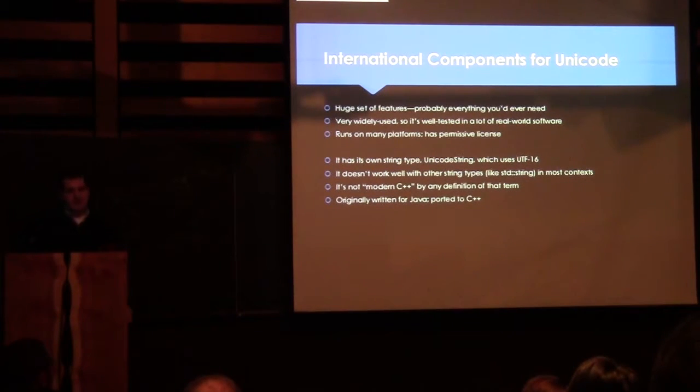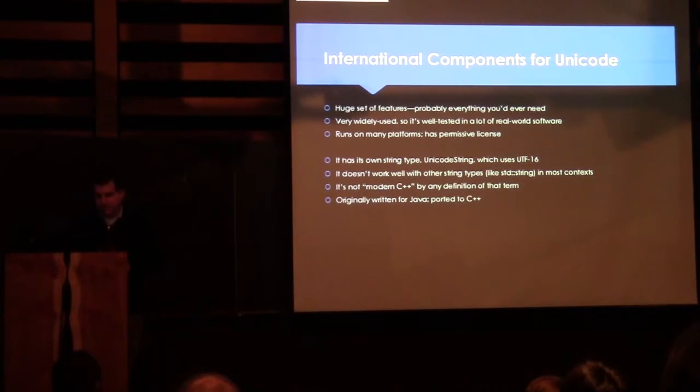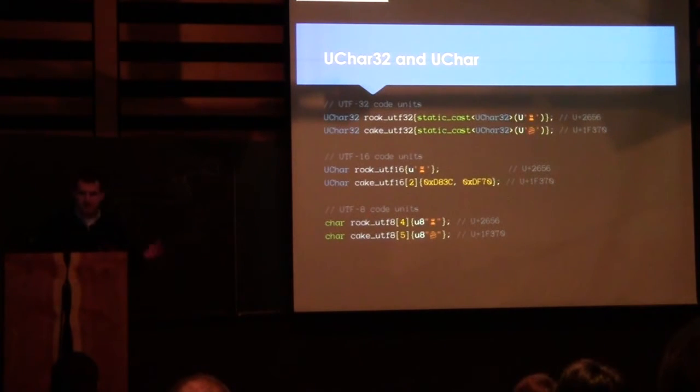Unfortunately, it has its own string type, UnicodeString, and it uses UTF-16. The reason is that the library was originally written in Java and then ported to C++. Because Java uses a 16-bit character type, they used it here as well. It doesn't work well with other string types in most contexts; usually you have to convert back and forth between the string types. And the library is absolutely not modern C++ by any definition of that term, again because it was a fairly direct port from Java, so the interfaces match what is done in Java in many cases. So we'll take a look at just a few of its features that try to address some of the problems we've looked at so far.